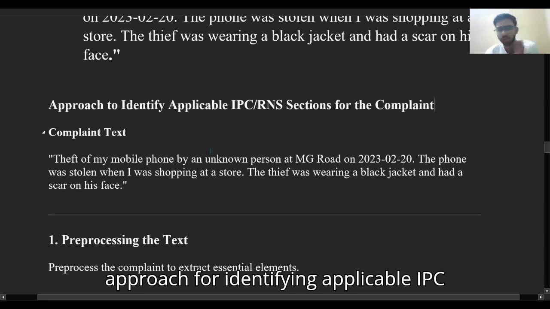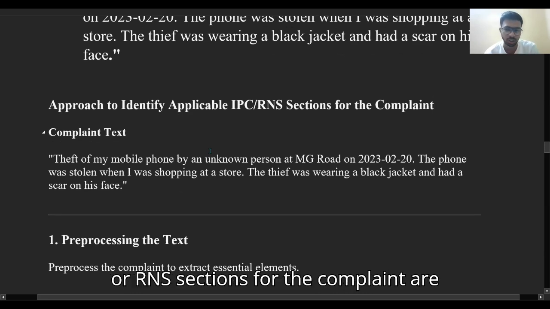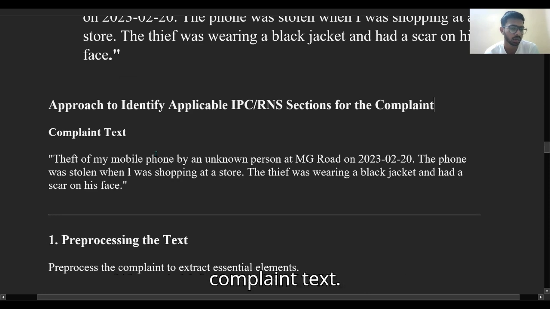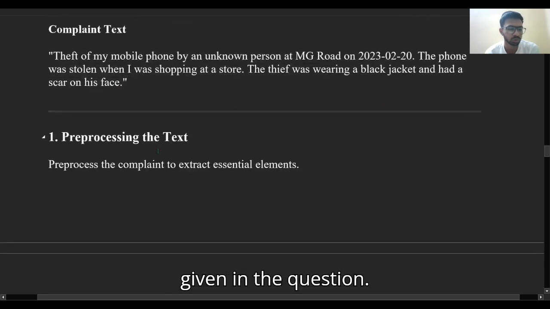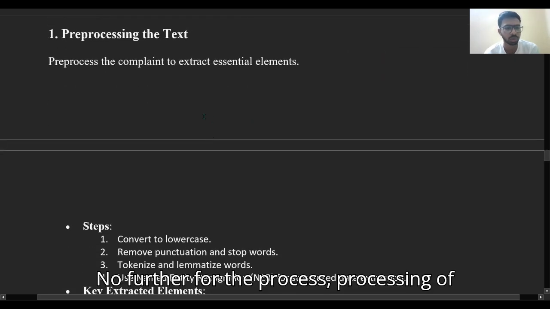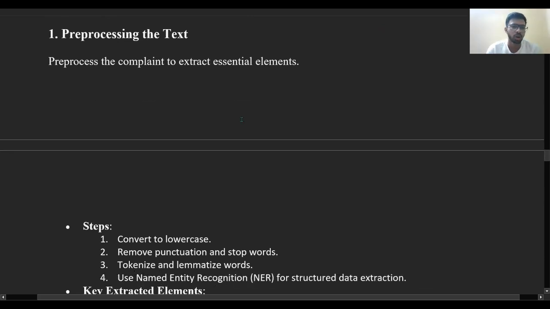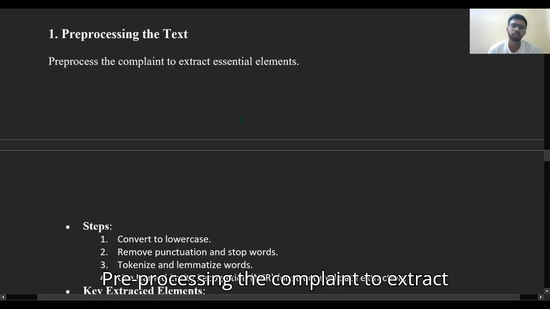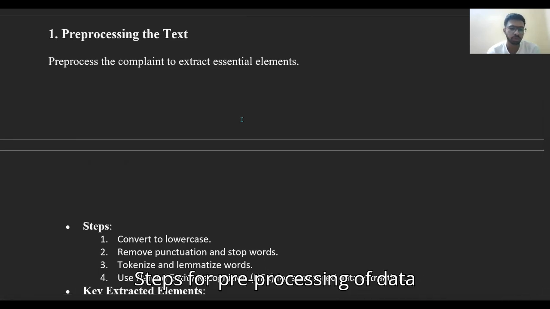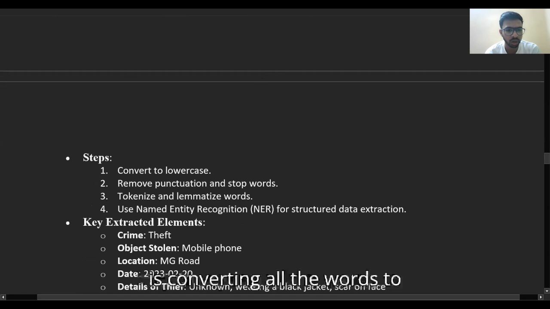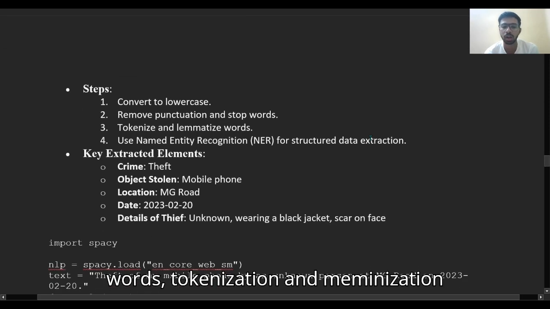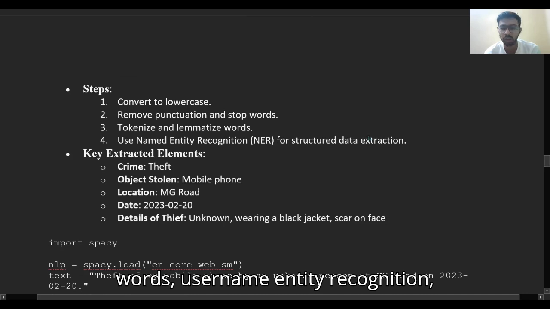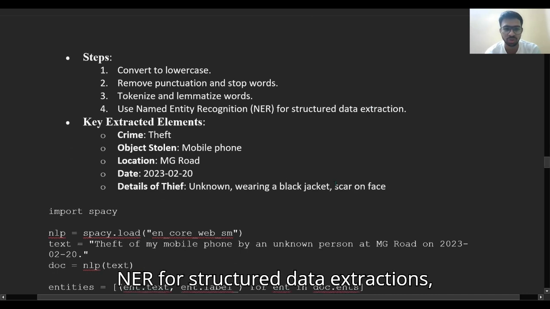So the approach for identifying applicable IPC or BNS sections for the complaint begins with the complaint text. The complaint text is the same as it is given in the question. So we'll move further to the processing of the text. Pre-process the complaint to extract essential elements. Steps for pre-processing the data are converting all the words to lowercase, removing punctuation and stop words, tokenization and lemmatization of words, and using named entity recognition (NER) for structured data extraction.